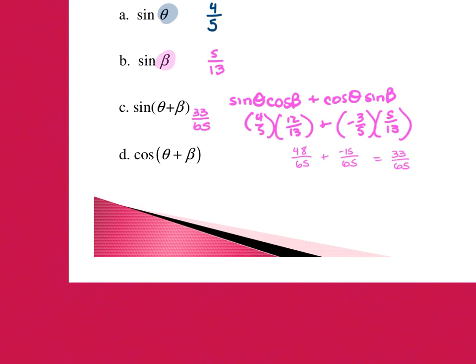Now I'm going to repeat that process with cosine. What's the pattern for cosine? Cosine, cosine. Good. Cosine, cosine. Change this sign. Good. Sine, sine.